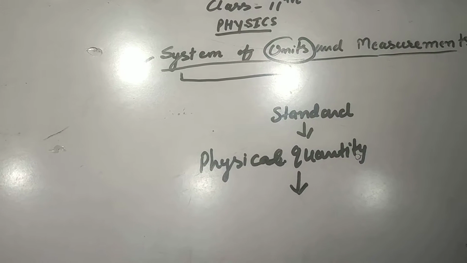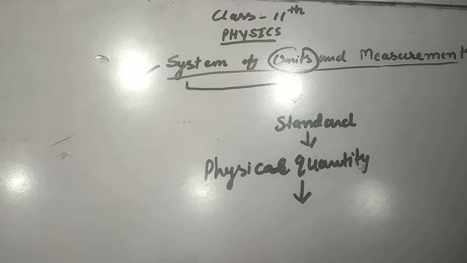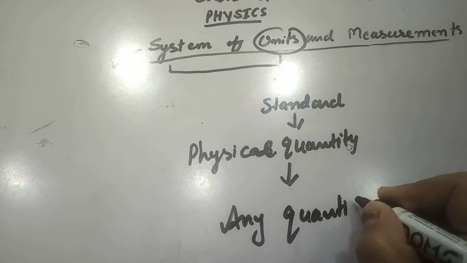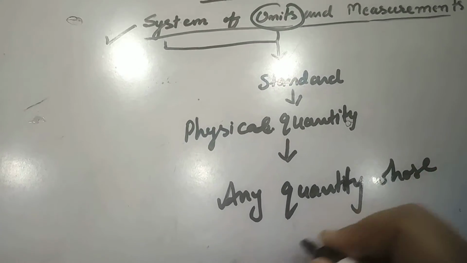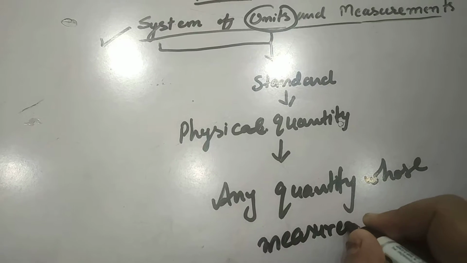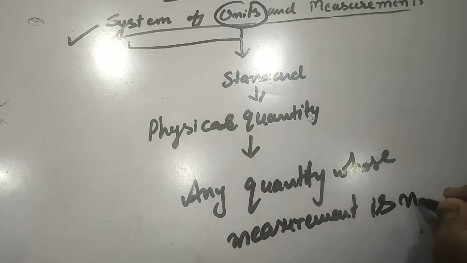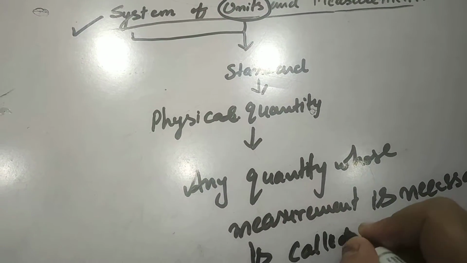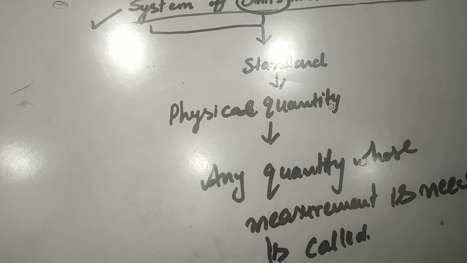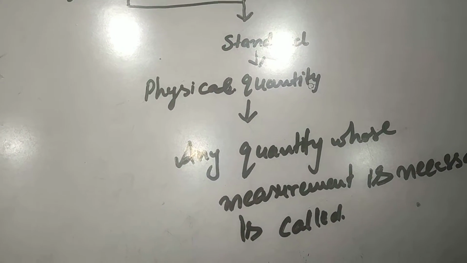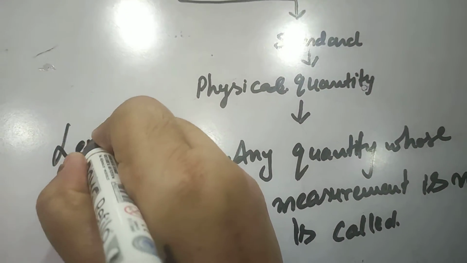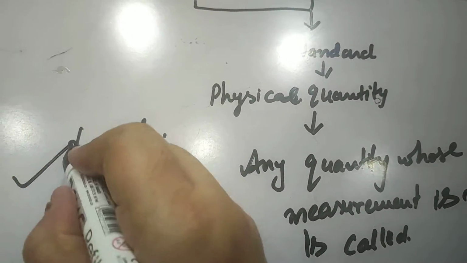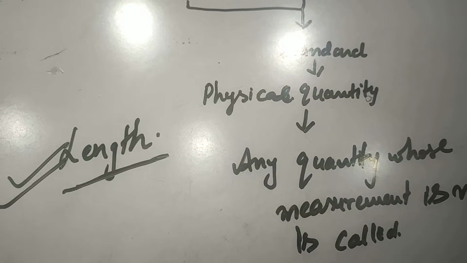So what is a physical quantity? Any quantity whose measurement is necessary is called a physical quantity. For example, if we are going to find out the length of the table, in this case the length is a physical quantity because we need to measure it. There is a necessity to measure the length of the table, right?